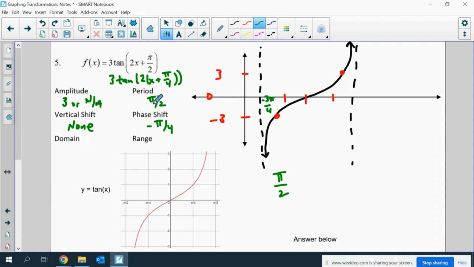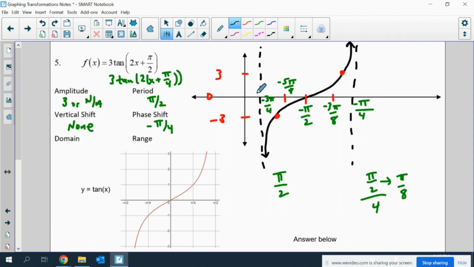Then my period's pi halves. And if I need to figure out what I need to add every time, I divide that by 4, so I get pi eighths. So what I'm going to do is move right pi over 8. So that would be negative 5 pi over 8, negative 4 pi over 8, negative 3 pi over 8, and negative 2 pi over 8. So I end up with negative 3 pi fourths to negative pi fourths.